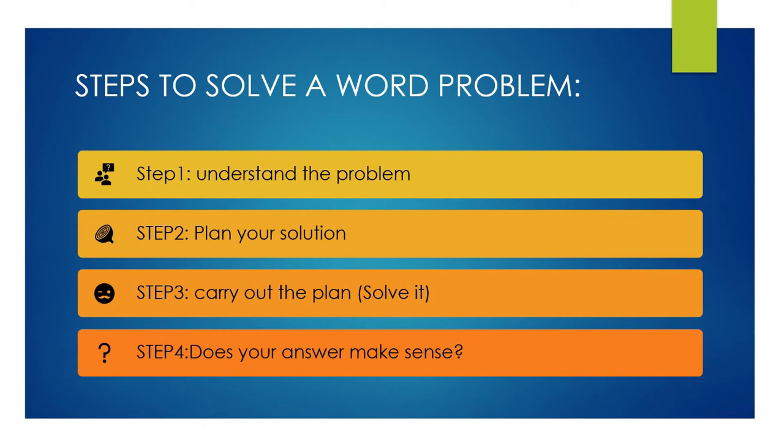There are 4 main steps to solve a math word problem. First step is to understand the problem. 2. Plan your solution. 3. Solve the problem or carry out the plan. 4. Check your answer. Does your answer make sense or not?